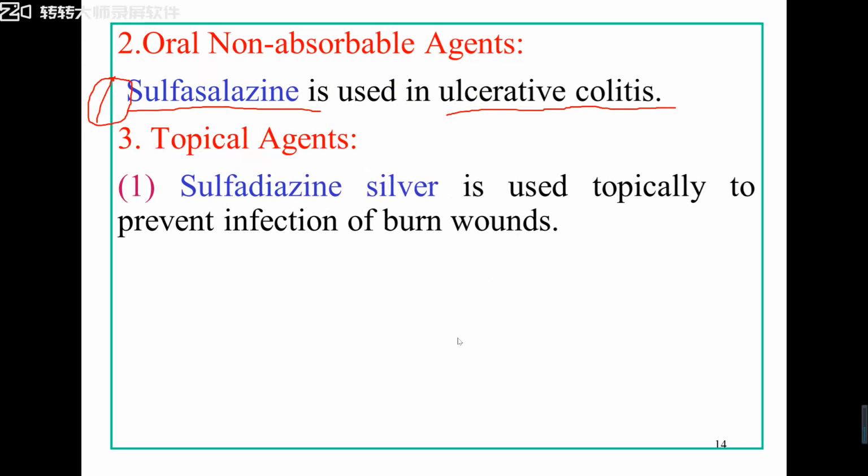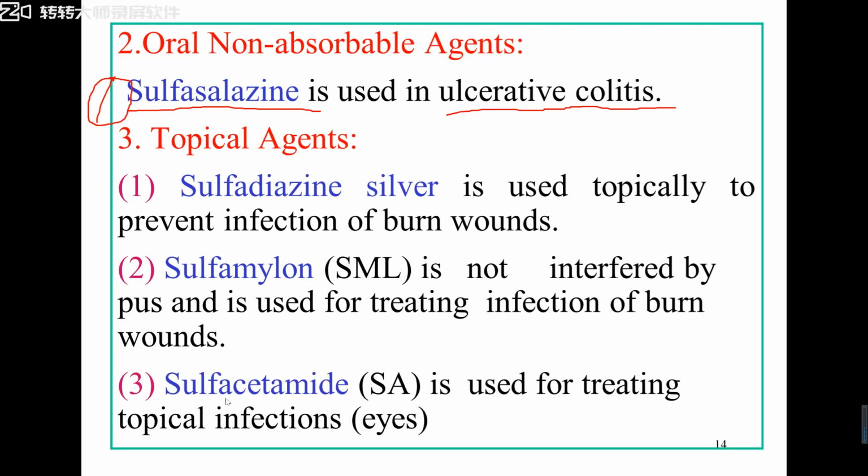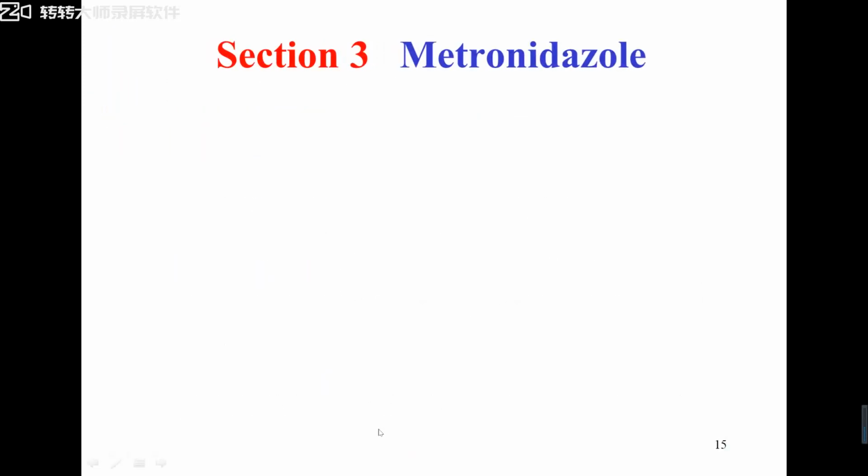For topical use, sulfonamides such as sulfadiazine silver are used topically to prevent infections of burn wounds. So for some burn wounds, local administration gels are sulfonamides. And this one, sulfamylon, is not interfered with by pus and is used for treating infections of burn wounds. So for burn wounds, lots of topical agents are sulfonamides. And the next one, sulfacetamide, is used for treating topical eye infection.